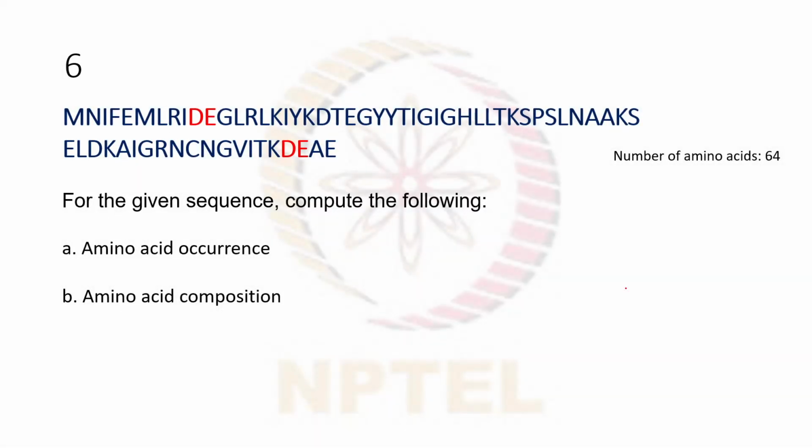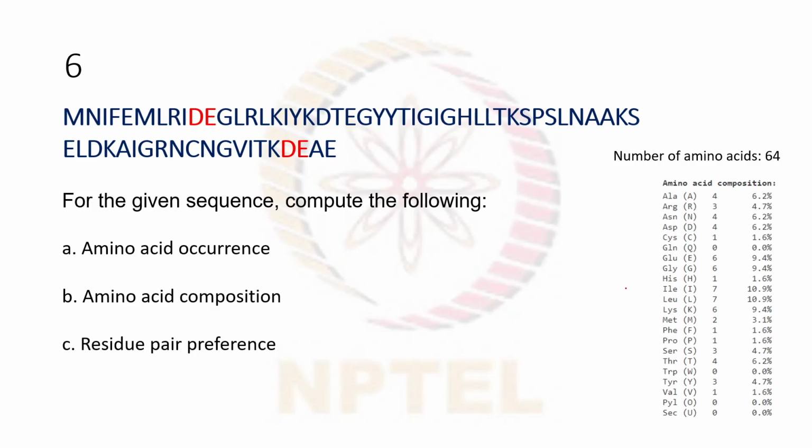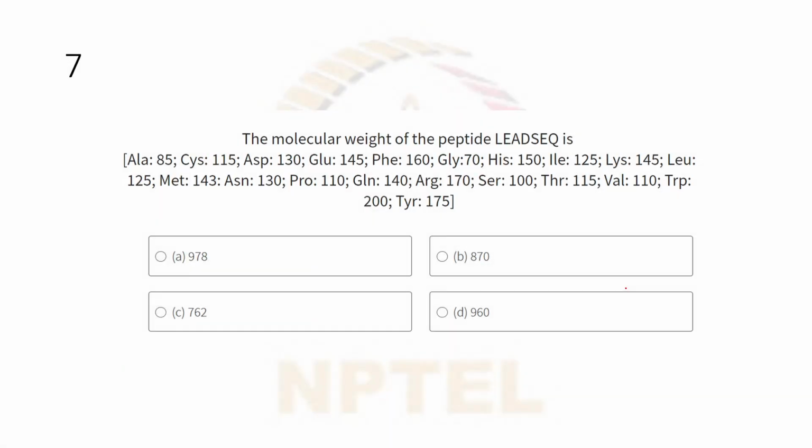You can take this as a task. Given an amino acid sequence, can you compute the amino acid occurrence, amino acid composition, and amino acid residue pair preference? So here I have given the amino acid occurrence and composition. If you see in the given sequence, there are 4 alanines, 3 arginines, and so on. So take this as a task.